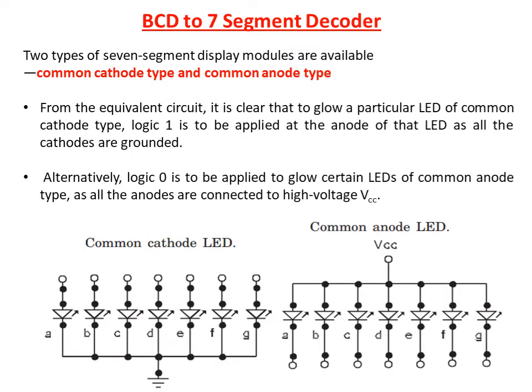Generally, two types of 7 segment display modules are available. One is the common cathode type and the other is the common anode type. So here this is the common cathode type and this is the common anode LED type. In the common cathode type, all the cathode terminals are connected together and connected to the ground terminal. In the common anode type, all the anodes are connected together and connected to the power supply. So this is the difference between the common cathode connection and the common anode connection.